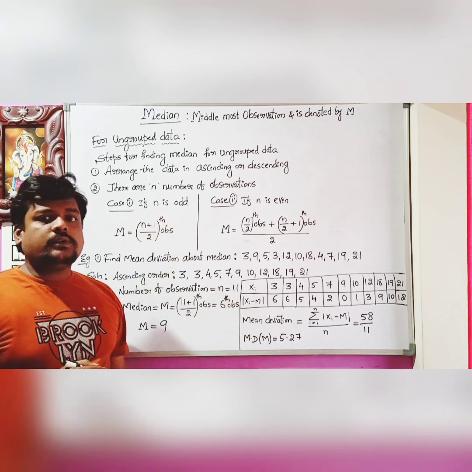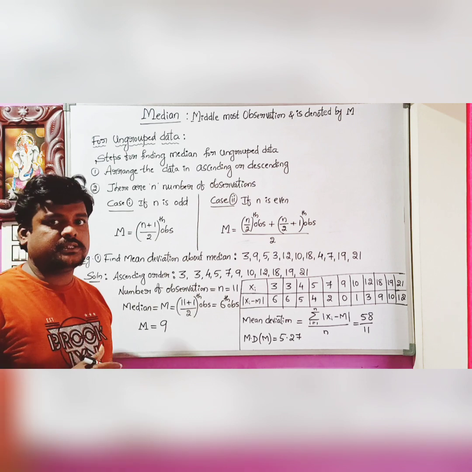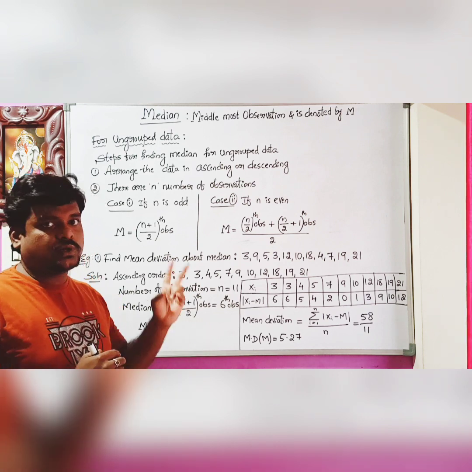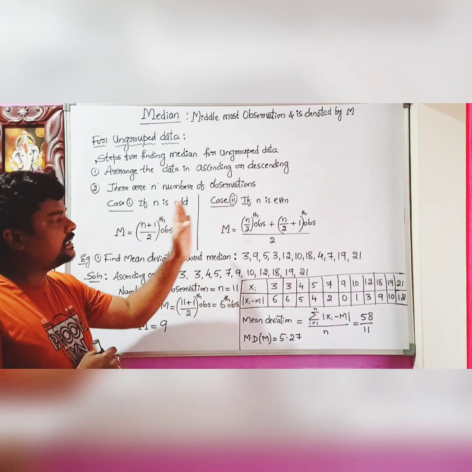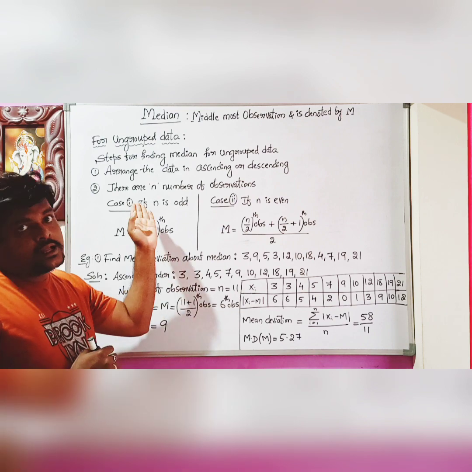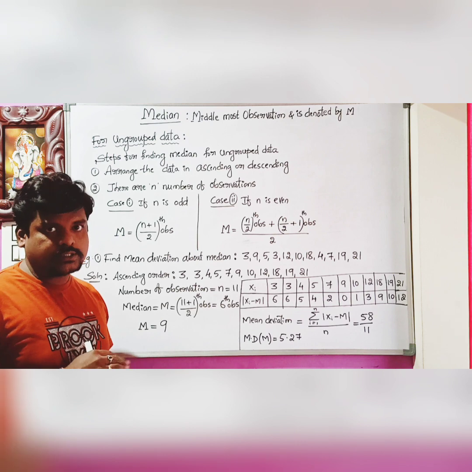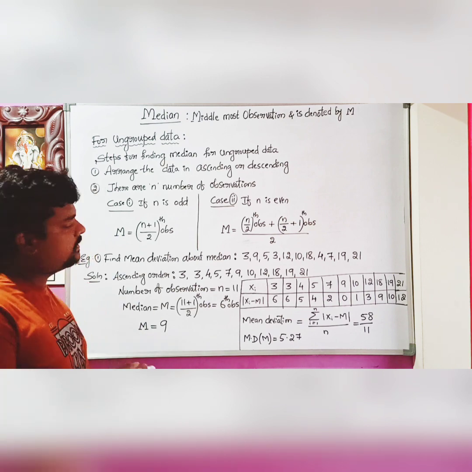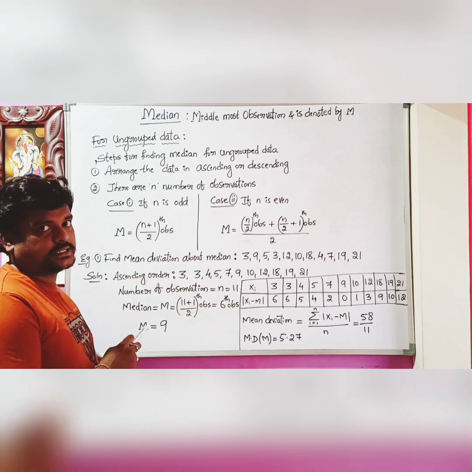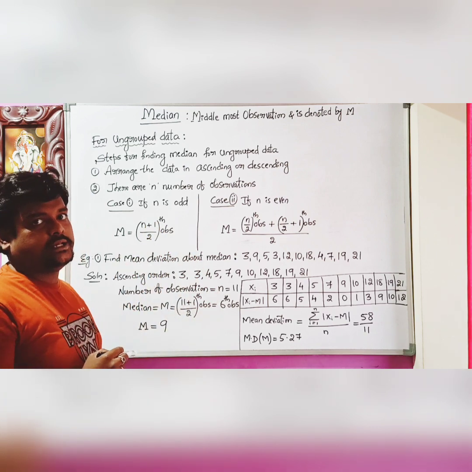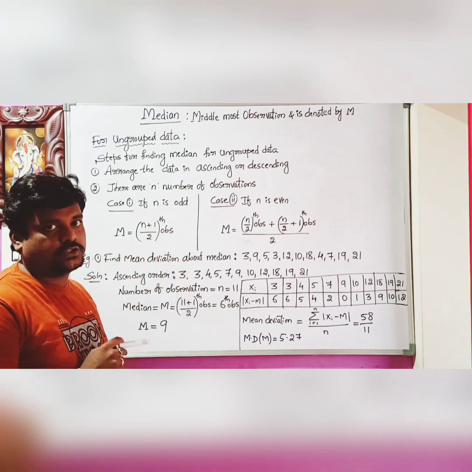The second step is to count the number of observations. After counting, there are two possibilities, which we can call two different cases, case 1 and case 2. After counting, there may be an even number of observations or an odd number of observations. If the observations are odd, then we use this formula for the median: the (n plus 1) by 2-th observation.